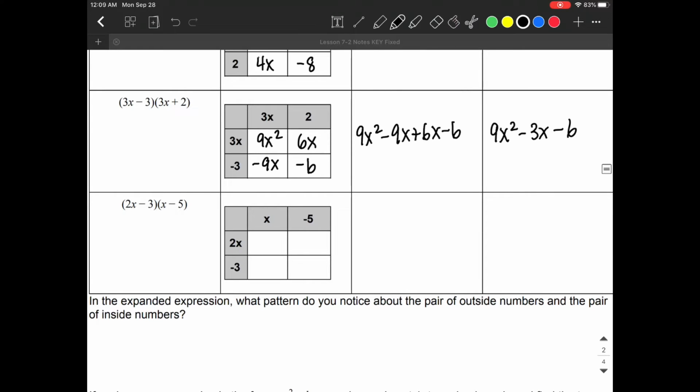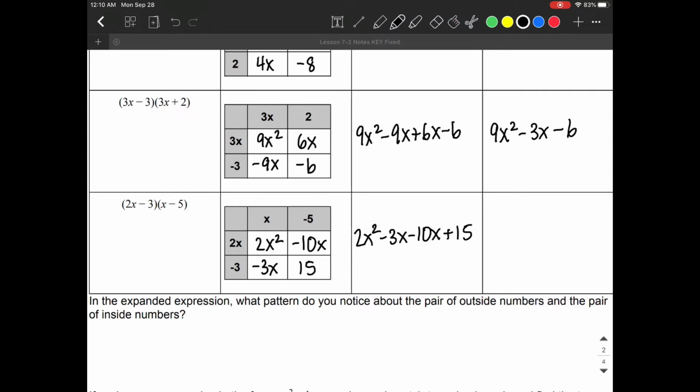And then last I have 2x minus 3 times x minus 5. 2x times x is 2x squared. X times negative 3 is negative 3x. 2x times negative 5 is negative 10x. And negative 5 times negative 3 is positive 15. If I add these all up, my expanded form is 2x squared minus 3x minus 10x plus 15.